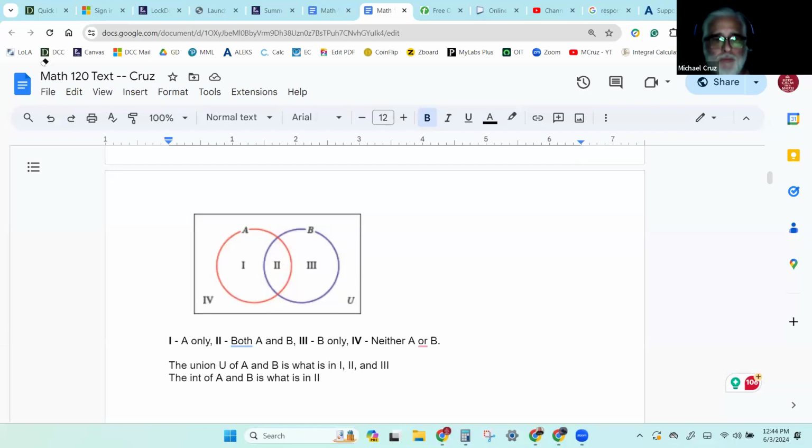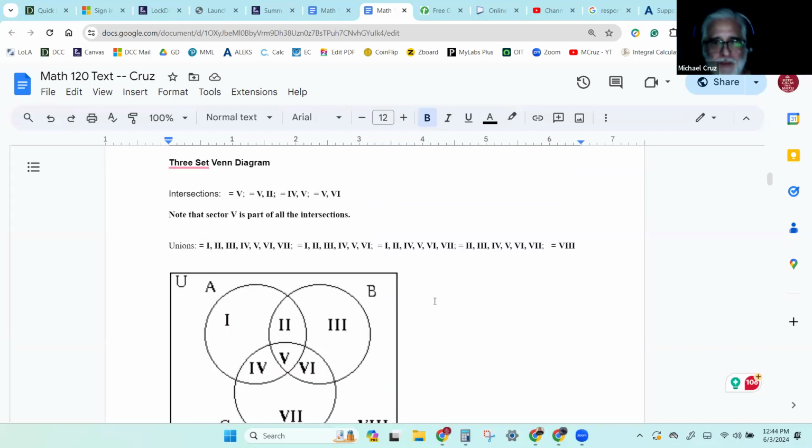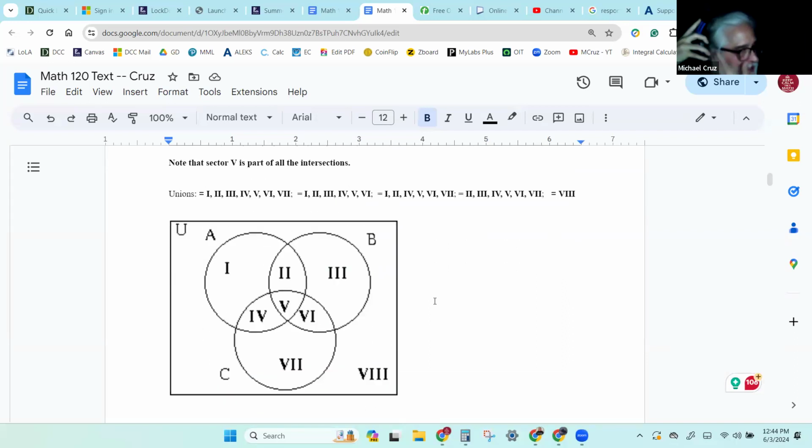All right. So if you got a 3-set Venn diagram, it's like this. It's a little bit more complicated, but basically 5 in the middle is the intersection of all 3 of them. 2 is the intersection of A and B only. 4 is A and C only. 6 is B and C only. And then this is A only, B only, C only. And then the one out here, the 8, is none of them. So that's kind of the way I look at them.